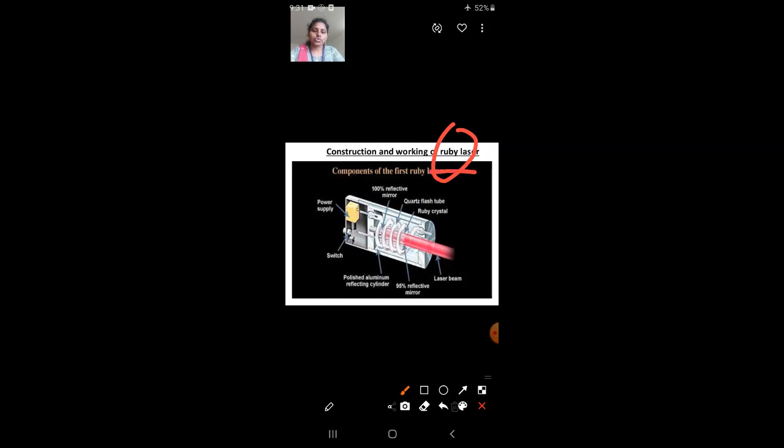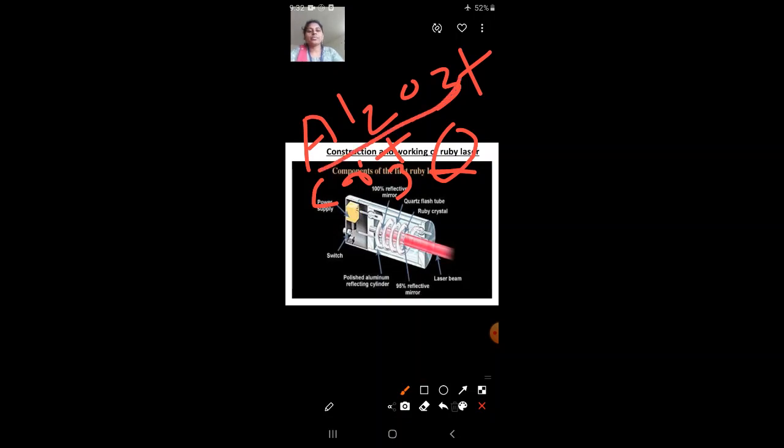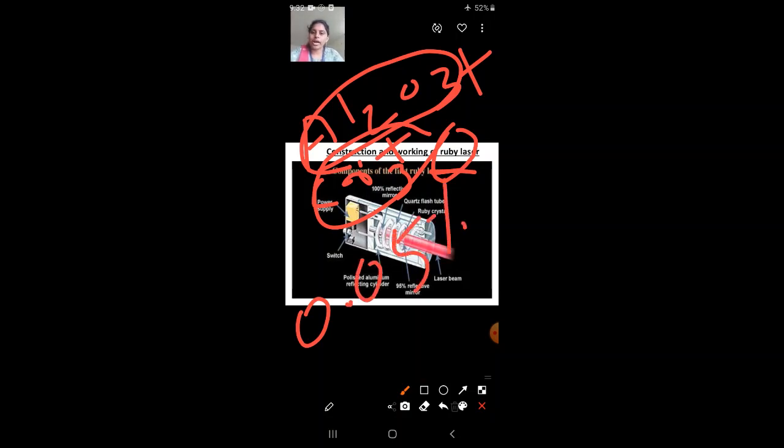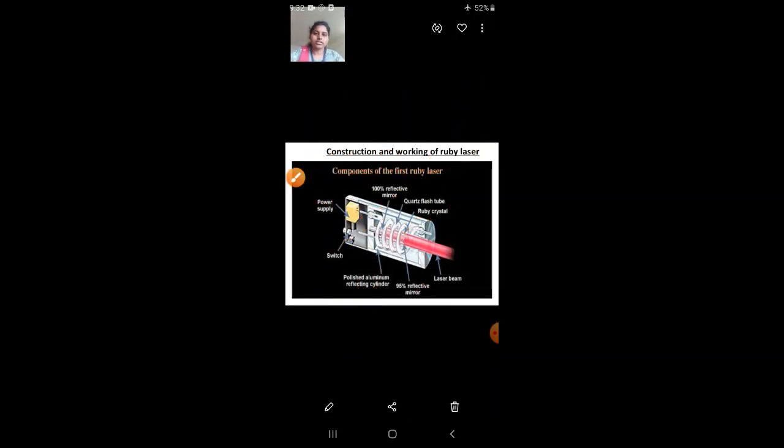So ruby means the combination of Al2O3 and Cr3+. That means aluminum oxide is doped with 0.05 percentage of chromium ions. This is the ruby rod, and this combination is the ruby crystal here.